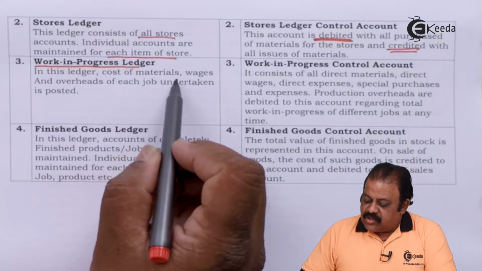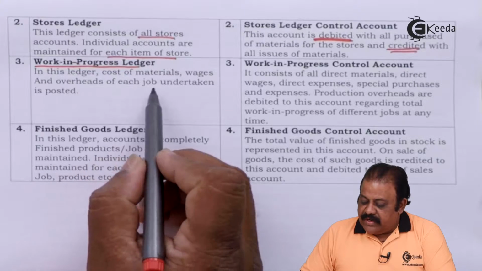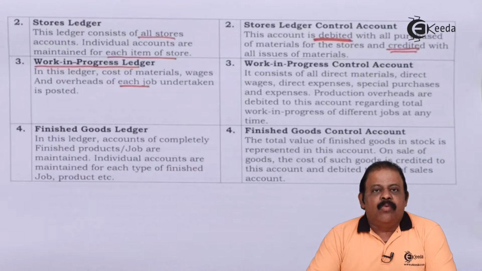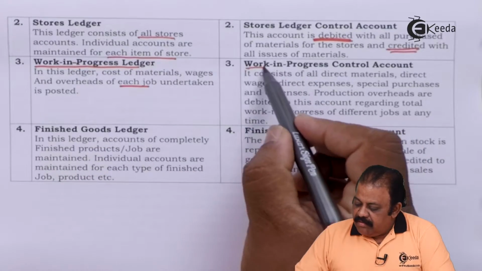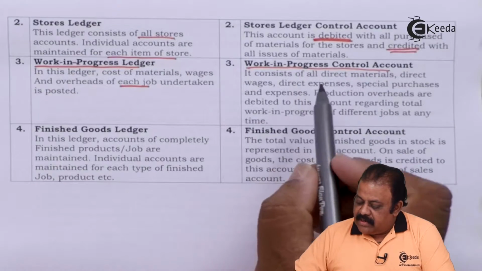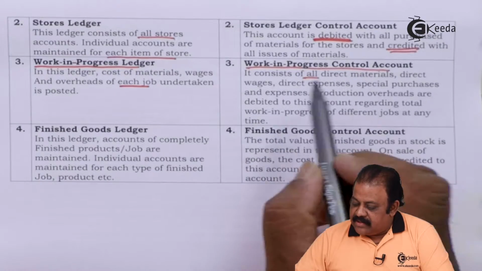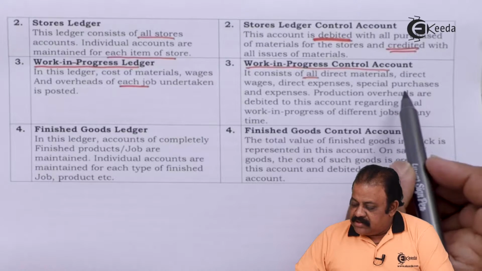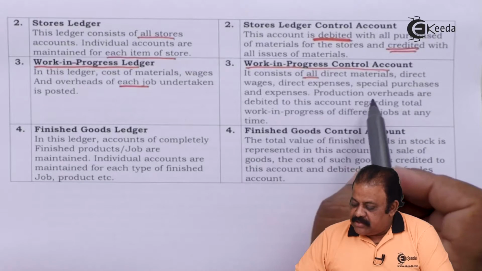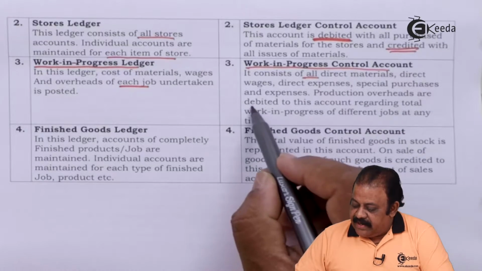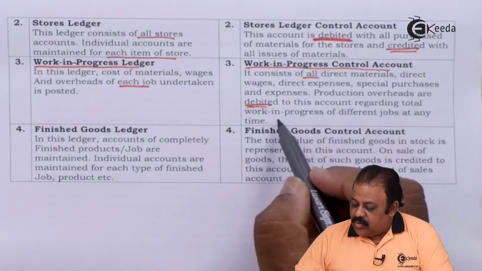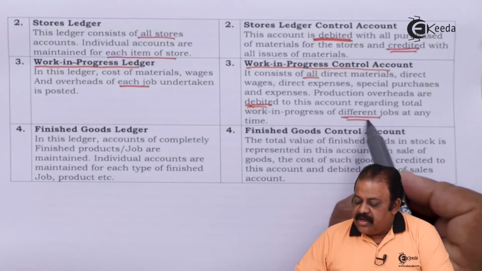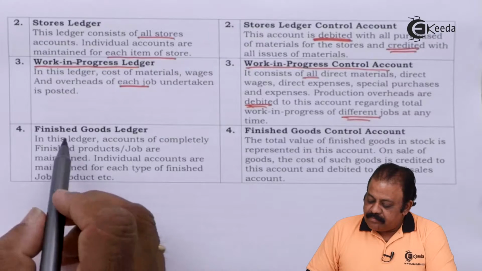Work in progress ledger. In this ledger, cost of material, wages and overheads for each job undertaken is posted. Work in progress control account. It consists of all direct materials, direct wages, direct expenses, special purchases and expenses. Production overheads are debited to this account, representing total work in progress of different jobs at any time.